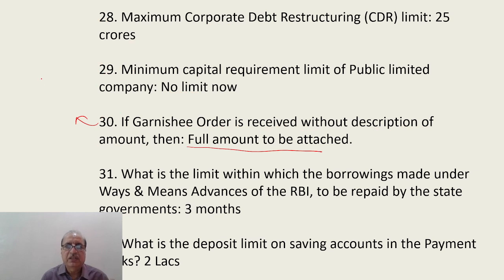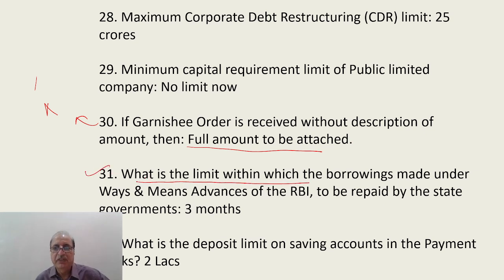A garnishee order is of two types. One is the garnishee order, which is simply an instruction given to the bank to attach the account of the customer. If there is any objection, come to the court and the court will decide on hearing. After hearing, another order is issued which is called an absolute order, issued by the court to the bank. So if a garnishee order is received without description of amount, then the full amount will be attached. Joint accounts cannot be attached. Okay.